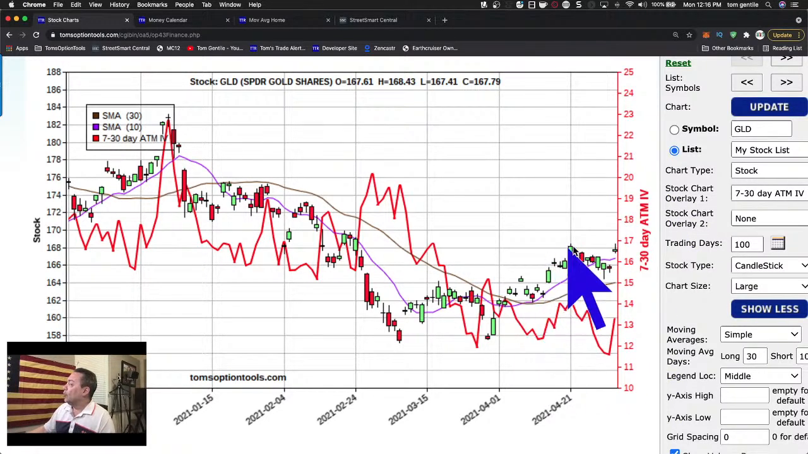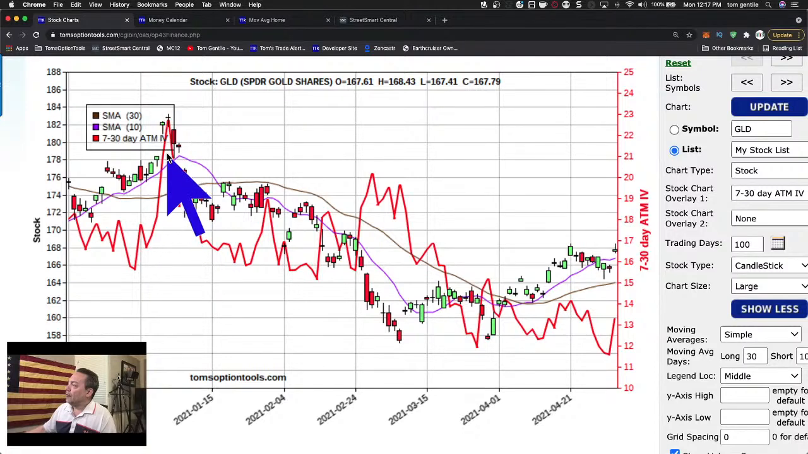Where's gold going? Well, gold's hitting some resistance right now up here around 168. And this point right in here in the chart is a very interesting area, because if we can get above this resistance level, then I believe the next target's going to be the mid 170s. And 170 is going to be sitting right about here on the chart.